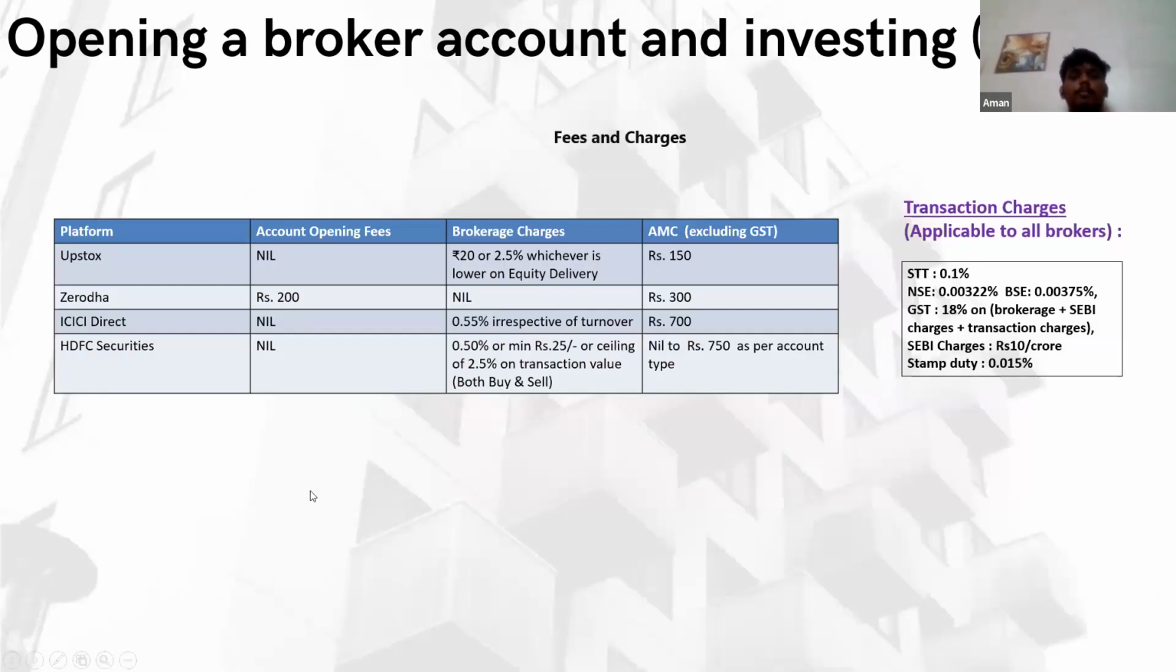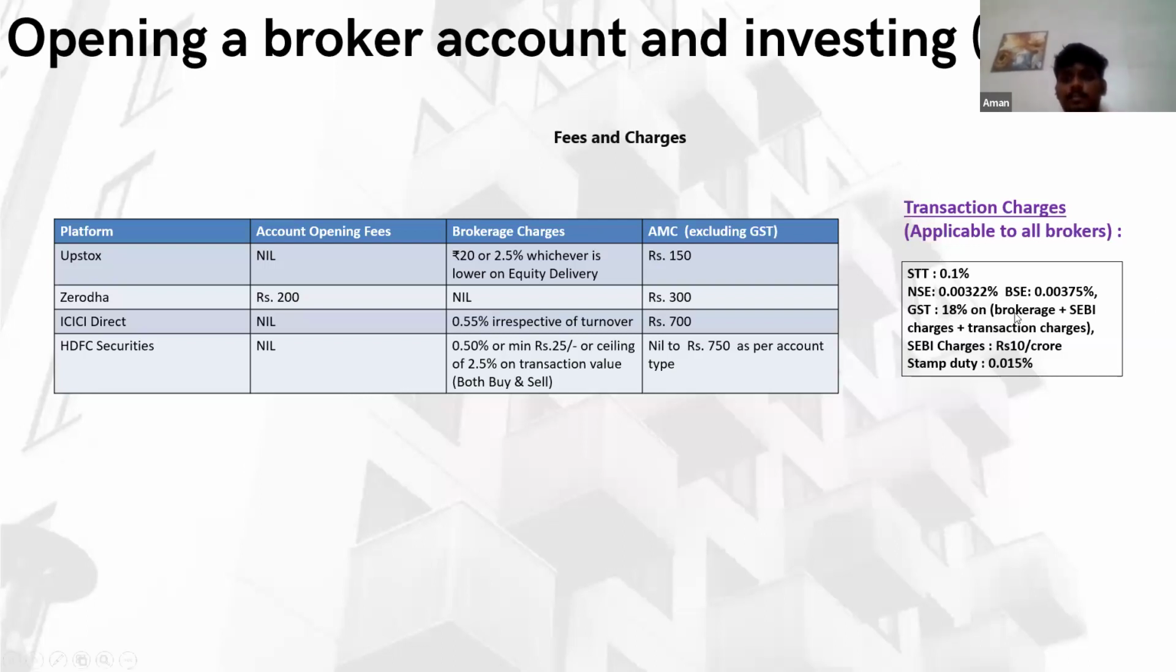Now coming to the most important part of broker selection, which is the fees and charges. Before coming to brokerage, we'll come to transaction charges. So these, if you can see on the right, are transaction charges you incur when you invest in stocks, and this is applicable to all brokers. So this is basically government charges.